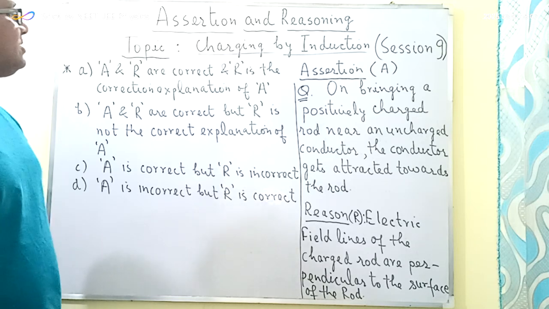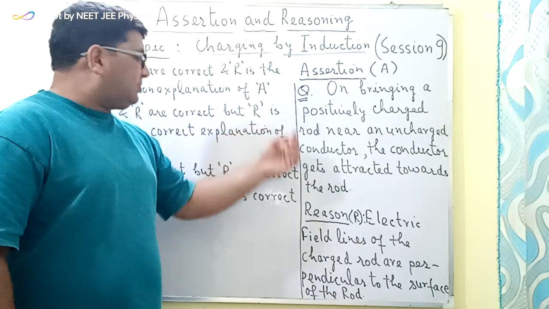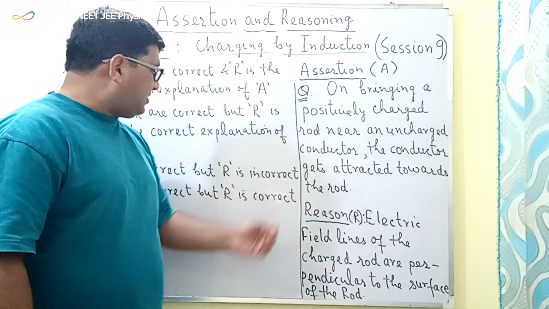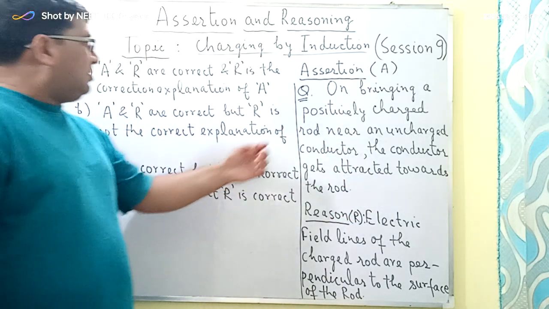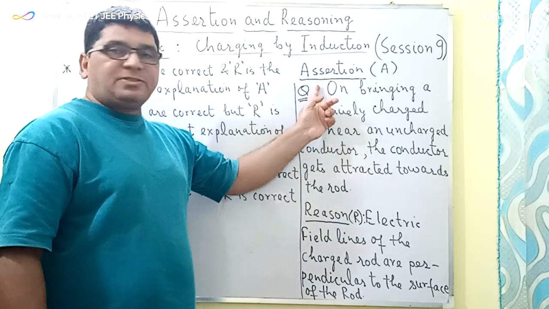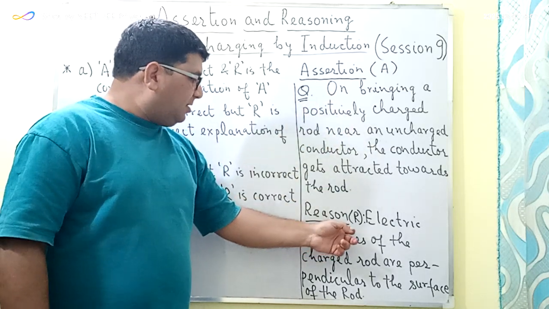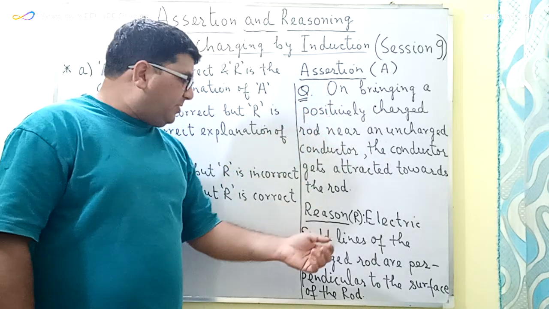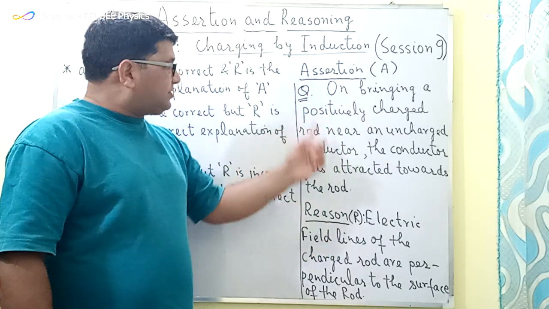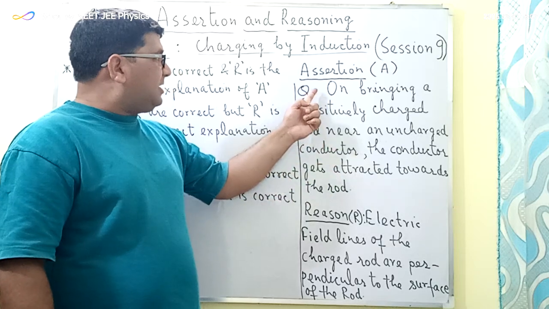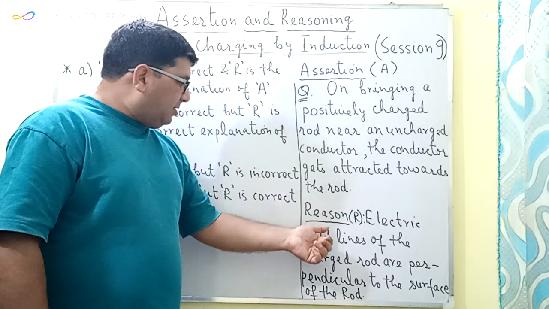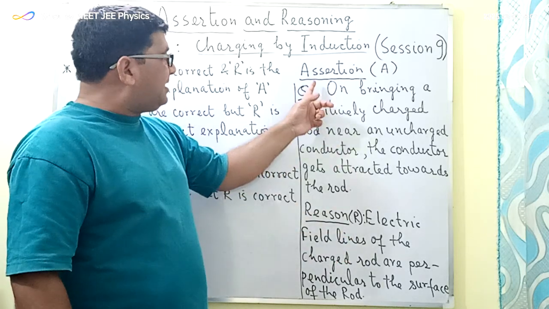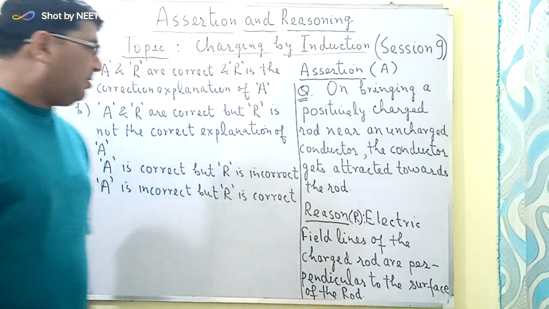The topic is charging by induction, and based on this topic I have selected one question for this session, which is written here on this board. This question consists of two parts. The first part is the assertion and the second part is the reason. Assertion is a statement which is believed to be true, and in this question we have to find whether the assertion is correct or not, the reason is correct or not, and whether the reason is the correct explanation of assertion or not.